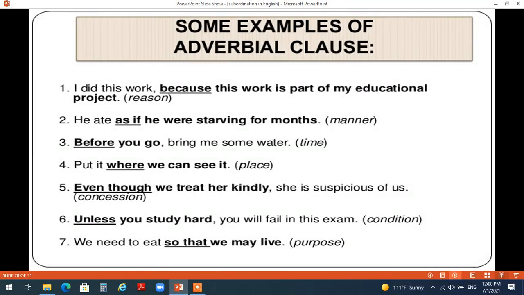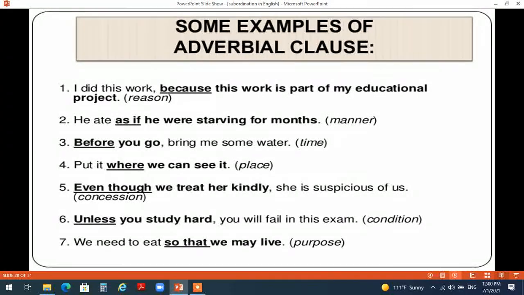Here I have tried to select some different examples of the adverbial clauses to show you how they can be used within sentences. Number one, I did this work because this work is part of my educational project. Here we have the subordinator because, then we have an adverbial clause of reason.